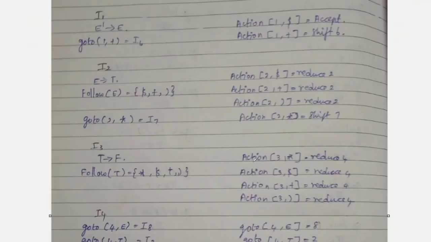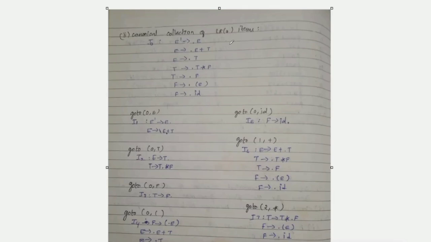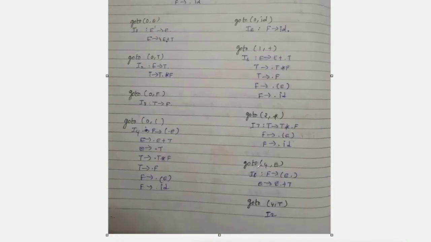Then table entries action of 3 comma star, action 3 comma dollar, action 3 comma plus, action 3 comma close bracket are going to be reduce 4. In the given parsing table, 3 plus, 3 star, 3 close bracket, 3 dollar are going to be reduce 4. In the canonical collection of LR0 items, we have a go to part for item set 4.